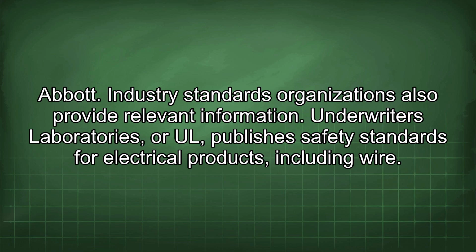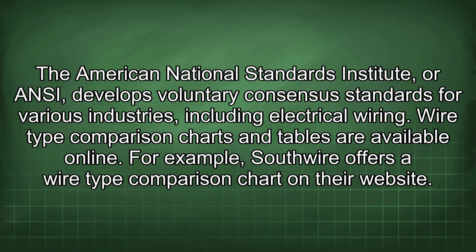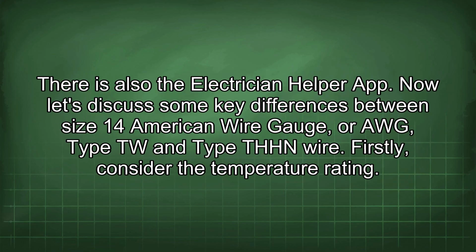Underwriters Laboratories, or UL, publishes safety standards for electrical products, including wire. The American National Standards Institute, or ANSI, develops voluntary consensus standards for various industries, including electrical wiring. Wire type comparison charts and tables are available online. For example, Southwire offers a wire type comparison chart on their website. There is also the Electrician Helper app.